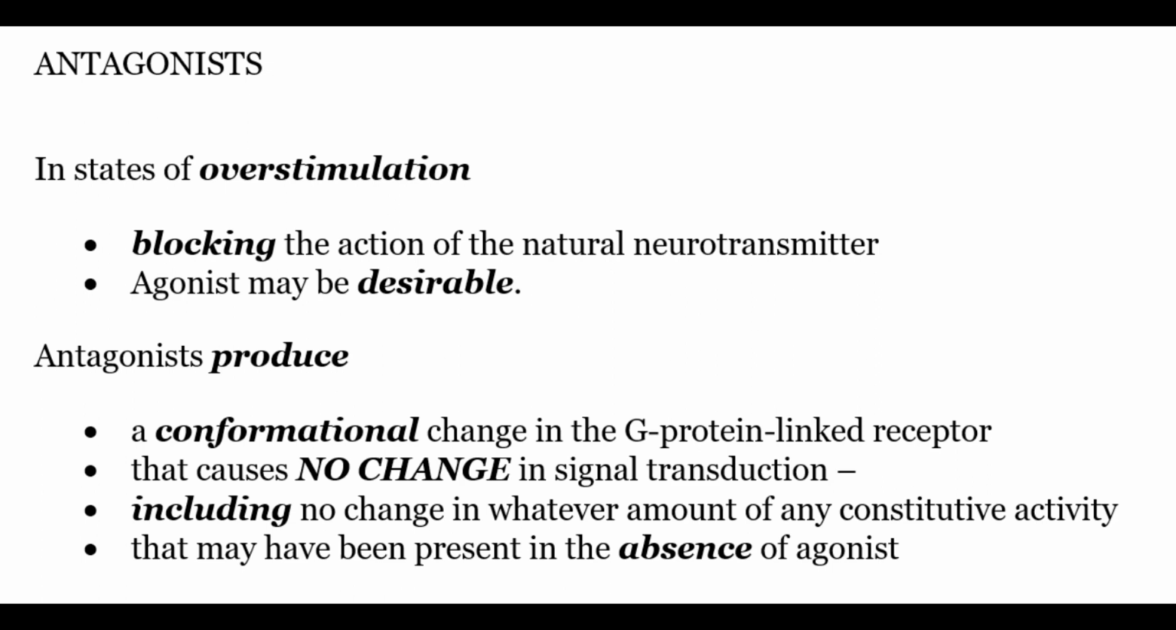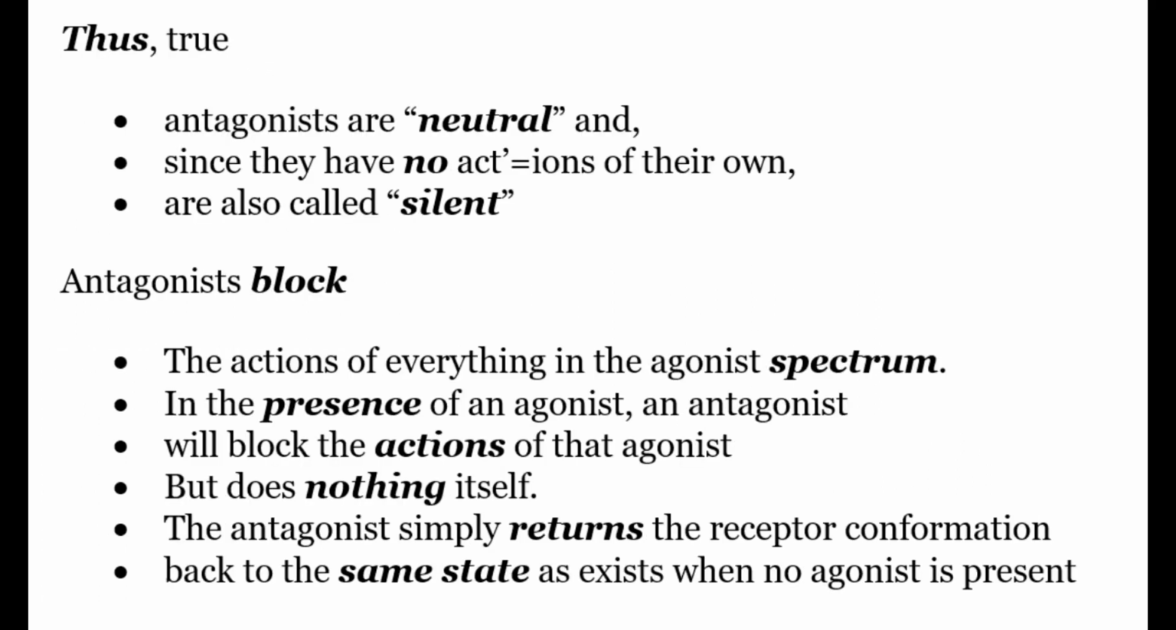In states of overstimulation, blocking the action of the natural neurotransmitter may be desirable. An antagonist produces a conformational change in the receptor that causes no change in signal transduction, including no change in the constitutive activity that may have been present in the absence of agonist. Thus, true antagonists are sometimes called neutral or silent, since they have no action of their own. Antagonists block the action of everything in the agonist spectrum.